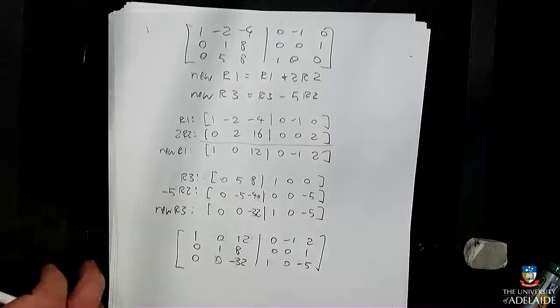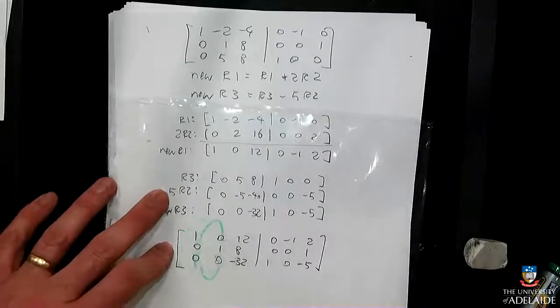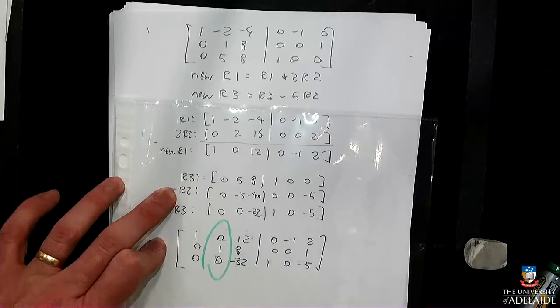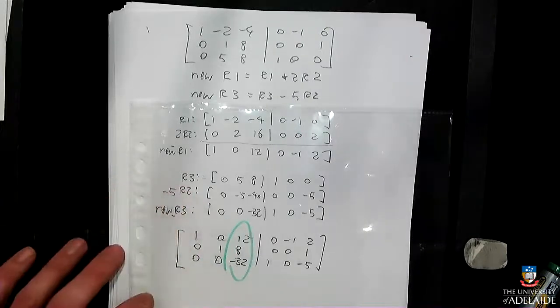Right. So I've got the first column, which is the identity. I've got the second column, which is the second column of the identity. I need this to be the third column of the identity.